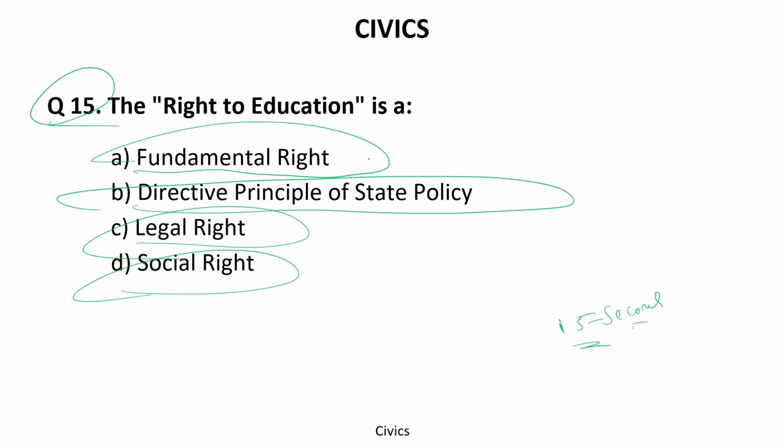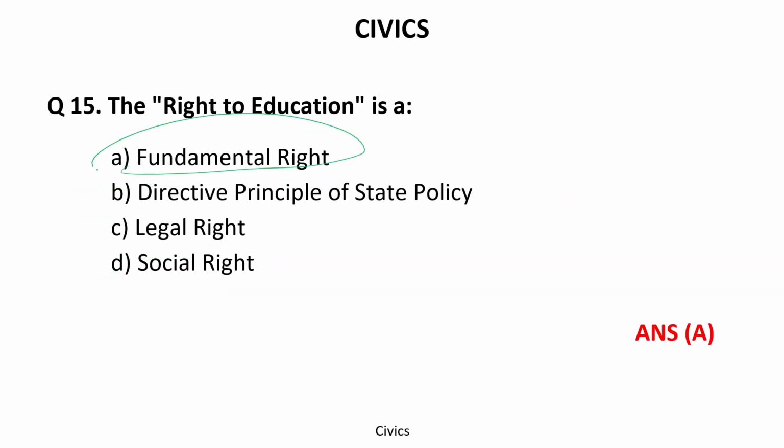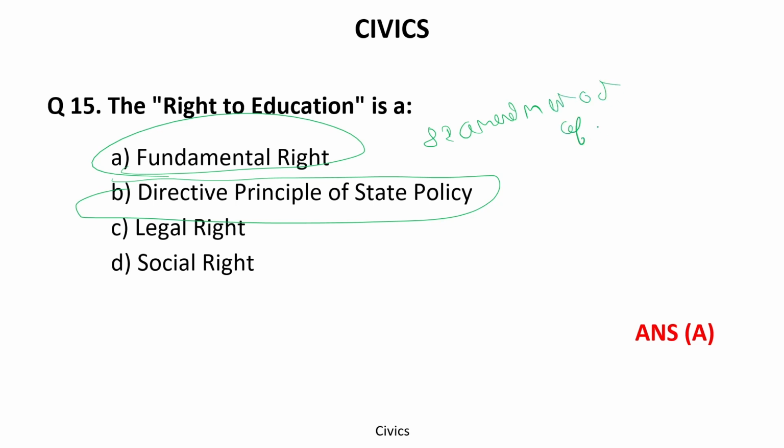The time's up. Correct answer is A. Okay. So basically first it was mentioned in the directive principle of state policy. But through the 86th Amendment Act of 2002, it was transferred to the fundamental right, mentioned in Article 21A. Okay, so now it's a fundamental right to provide education up to 6 to 14 years of age.